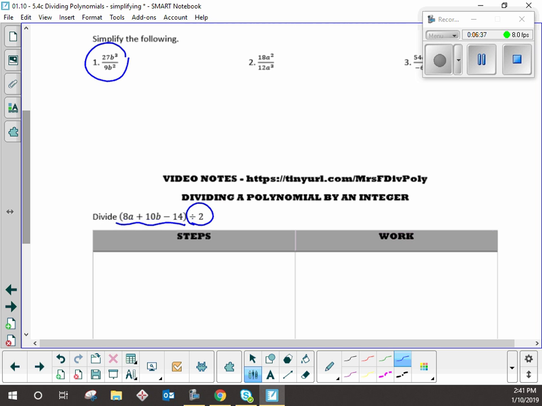Tomorrow, we're going to talk about if we had a polynomial divided by not just one term, but by two terms, like this. And if you remember from Algebra 2, you might have repressed it. That's long division. Long division of polynomials. That's what we're doing tomorrow.